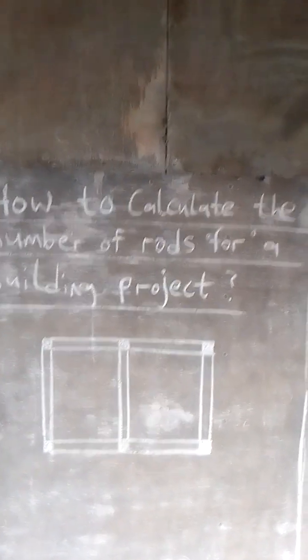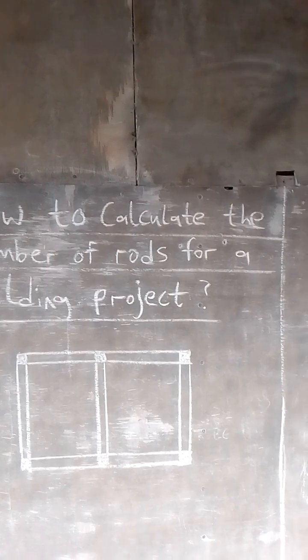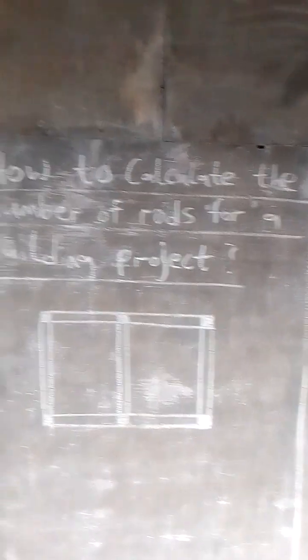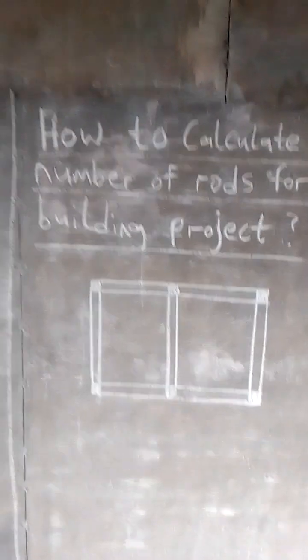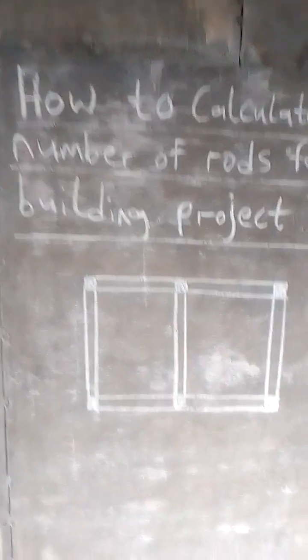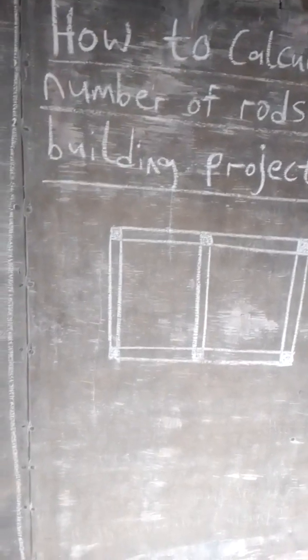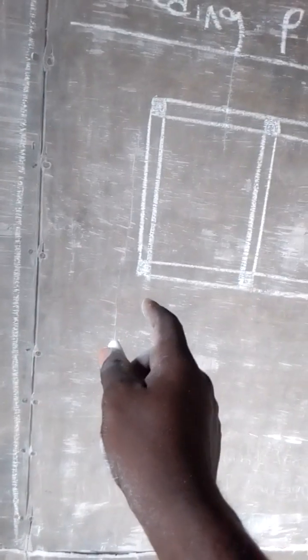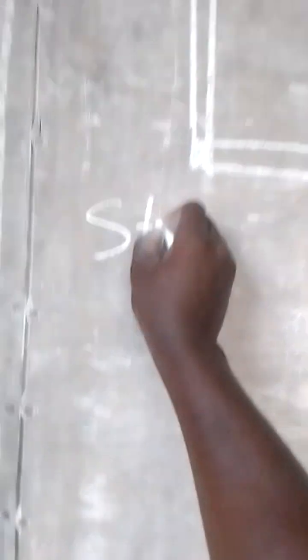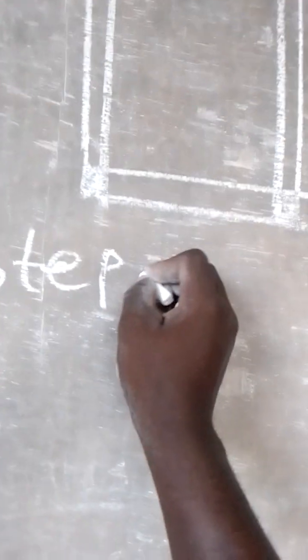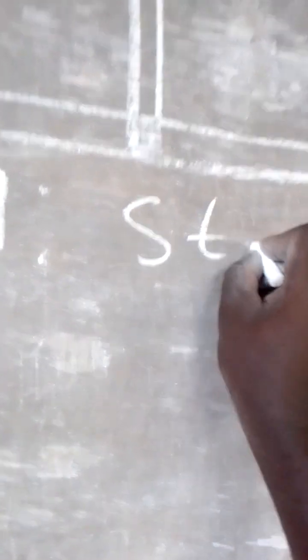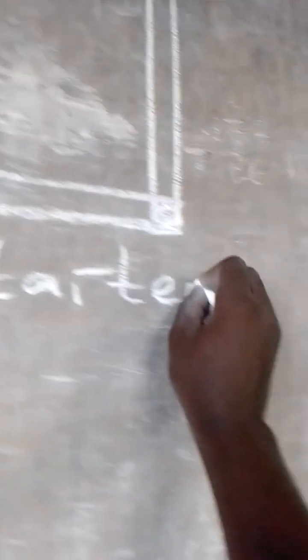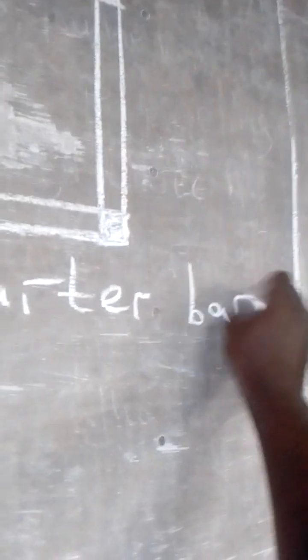Now, to start the calculation of the number of rods for a building project, step 1 is to calculate the starter bar. Like I told you, this is not for entertainment purposes. This is just for learning purposes. Just follow my hand and learn. Now, step 1 is calculate for the starter bar.